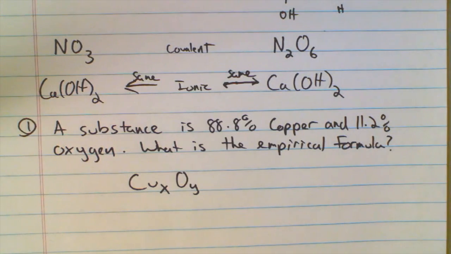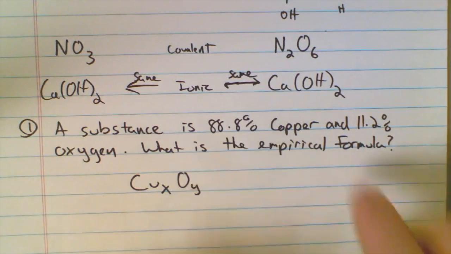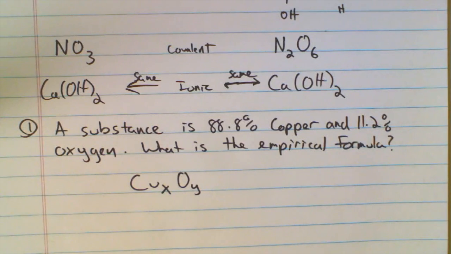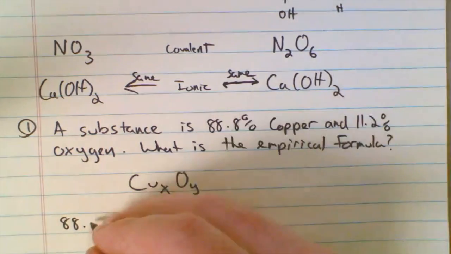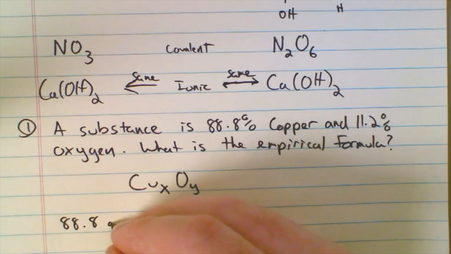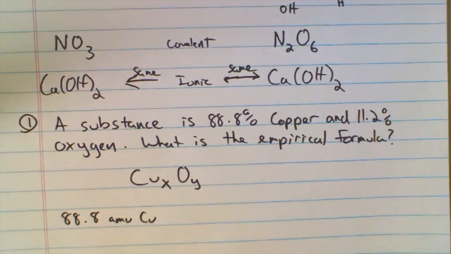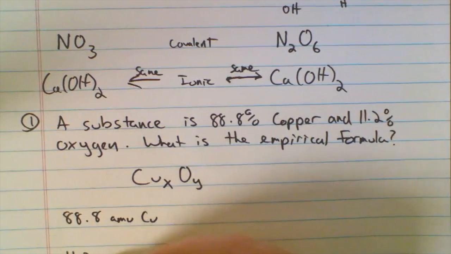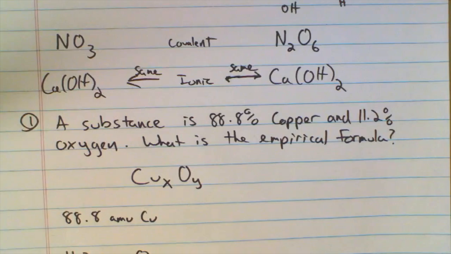Here's what we can do. Instead of thinking about having 88.8% and 11.2%, let's pretend that instead we actually have this in AMUs. We'll say we have 100 AMUs. We'll take a percent and turn it into AMUs. So treat the percentages as a mass. We've got 88.8 AMUs of copper, and we've got 11.2 AMUs of oxygen, atomic mass units.